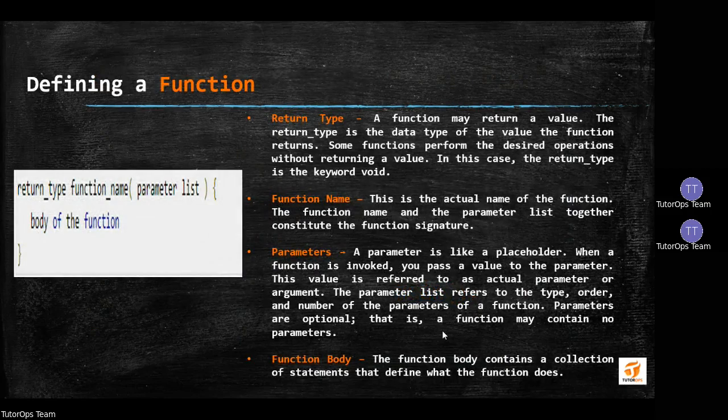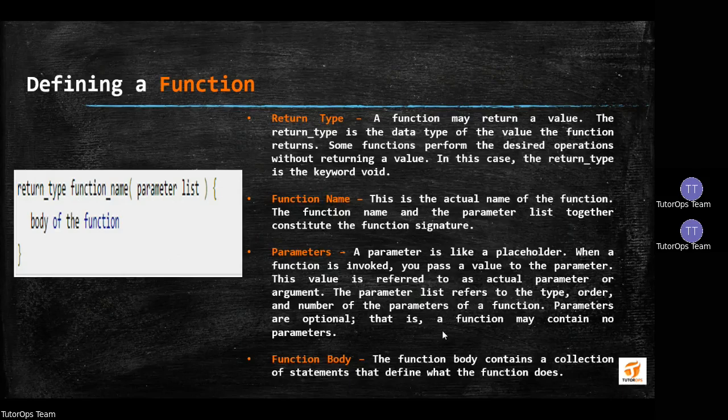So how is a function defined? First the return type, then the function name, then the parameter list, then the body of the function. In the curly brackets, you write the body of the function. What is the return type? A function may return a value. The return type is the data type of the value the function returns. Some functions perform the desired operation without returning a value. In this case, the return type is the keyword void.